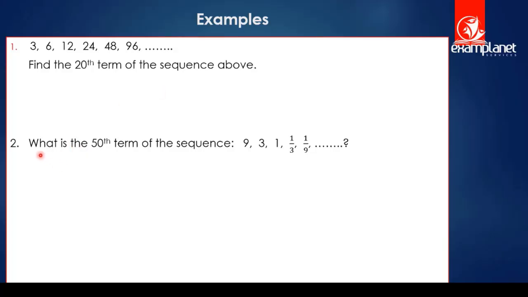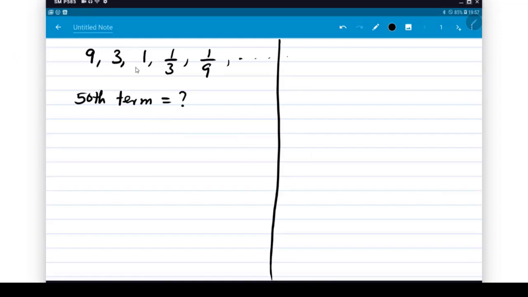The second example says, what is the 50th term of the sequence 9, 3, 1, 1 over 3, 1 over 9, and so on? So what's the 50th term of this sequence? Now you can decide to pause the video, try to solve the question by yourself using the formula method and also using the pattern method that we discussed the other time.